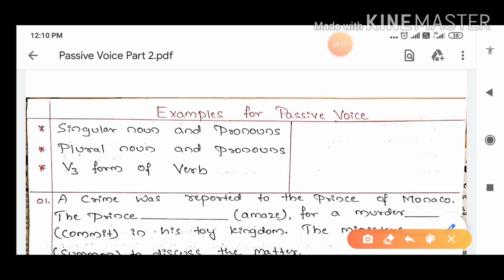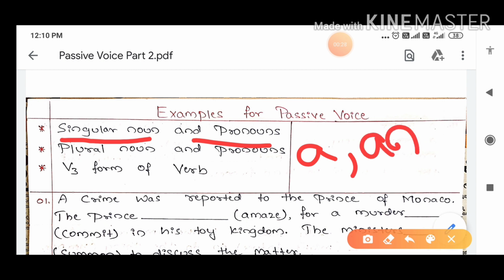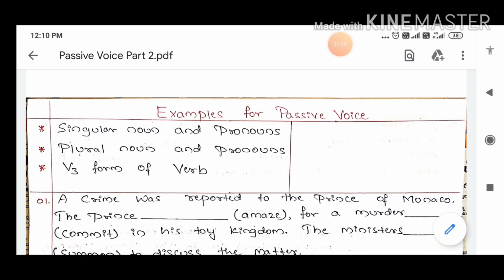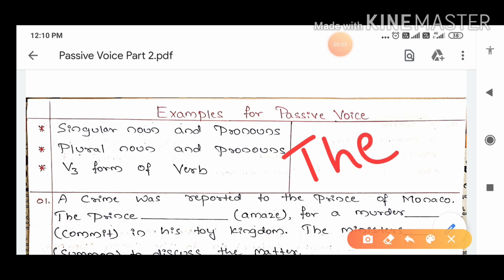So to deal with this kind of questions at PO level, first and foremost, we must be able to identify singular nouns and pronouns. So as I said, singular nouns are used with article a and an. And friends, one more thing I would like to tell you is that sometimes the article the is also used when we are talking about the particular noun.